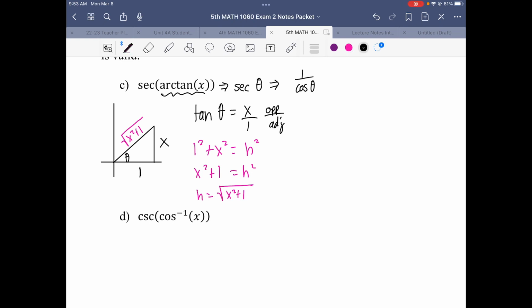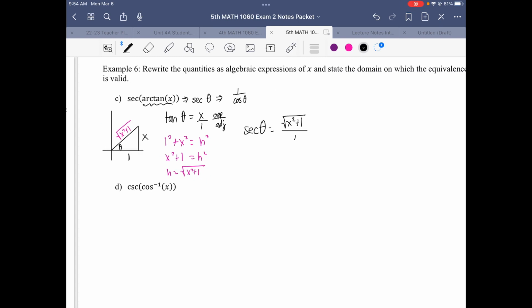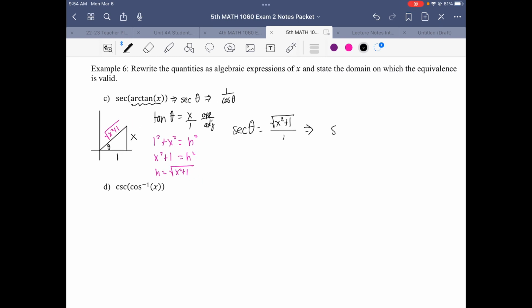And then to get our cosine or our secant, so our secant is the opposite of cosine, and cosine is adjacent over hypotenuse. So secant is going to be hypotenuse over our adjacent. So the secant of all of that is going to be the square root of x squared plus 1 over 1. But of course that over 1 part is very unnecessary. So all we need is the square root of x squared plus 1.